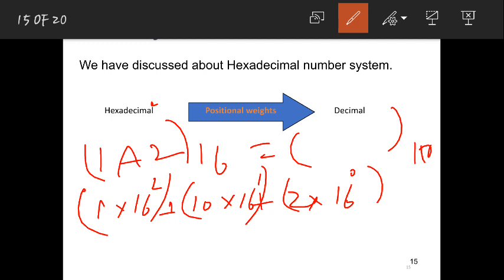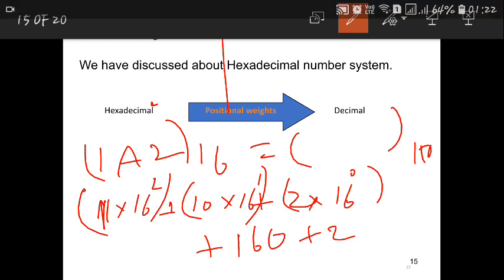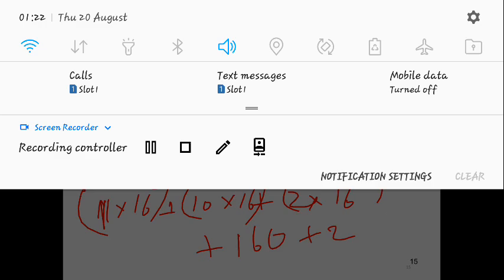So 16 to the power of 0 means 1, so 2 into 1 you will get 2, plus 16 to the power of 1 means 16, so 10 into 16 you will get 160, plus 16 to the power of 2, and here you have 1, so 1 into 16 to the power of 2.